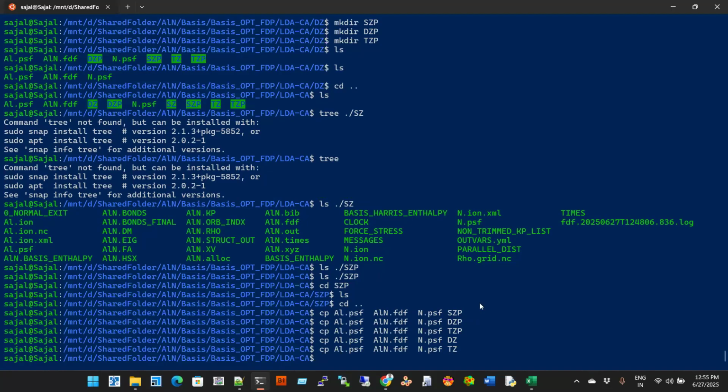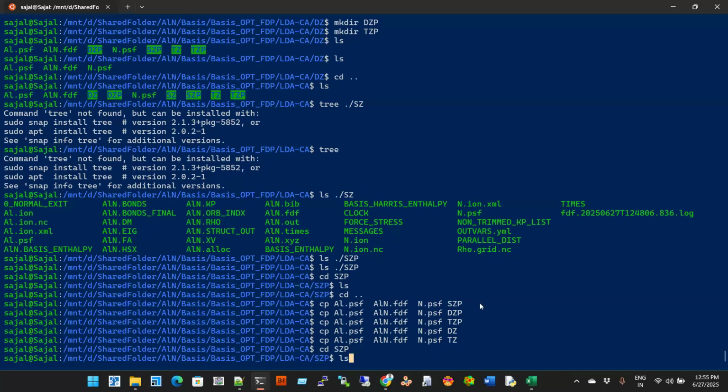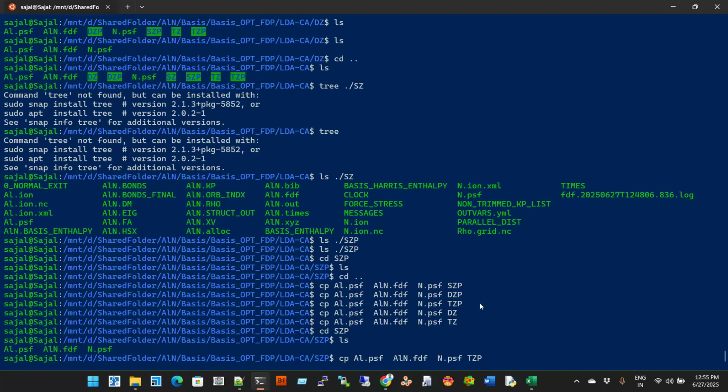So I have to go to the szp folder. cd szp. Since we are trying to make a comparison of the time taken in all these cases, I am using 12 processors in all these cases. Before that, I have to make changes in the FDF file.